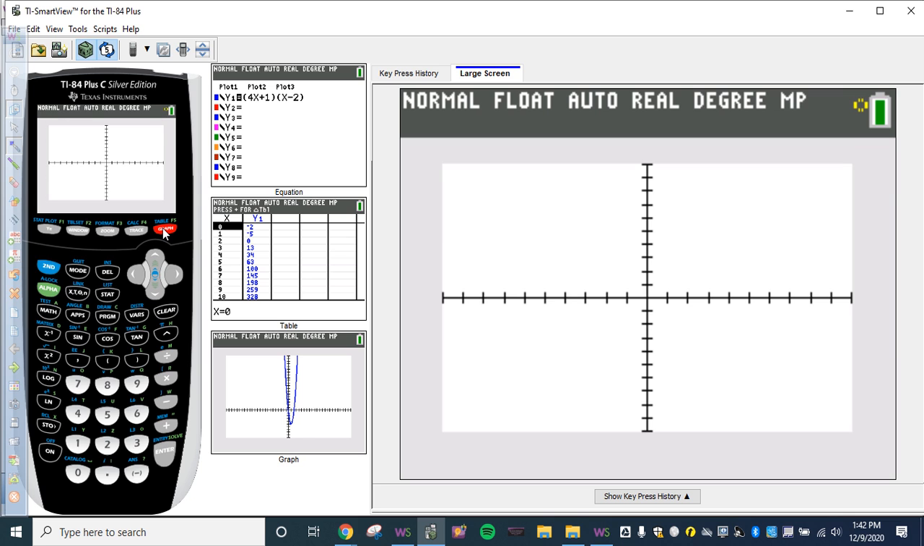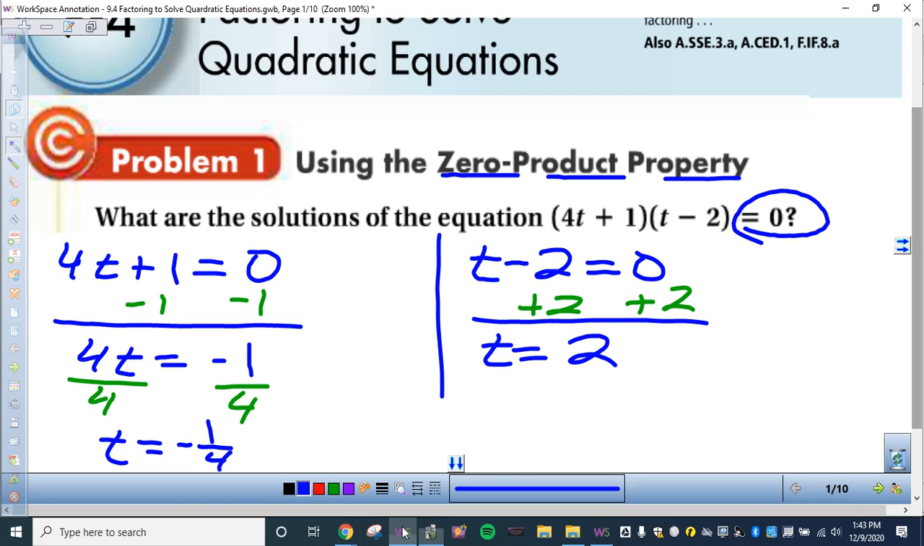So if we look at this thing, you can see this parabola crosses right here at about -1/4 and right here at +2. So that's all we're figuring out by setting these parentheses equal to 0 is where it crosses the x-axis, which is called a 0 when you're talking about any polynomial function, whether quadratic, cubic, quartic, etc.